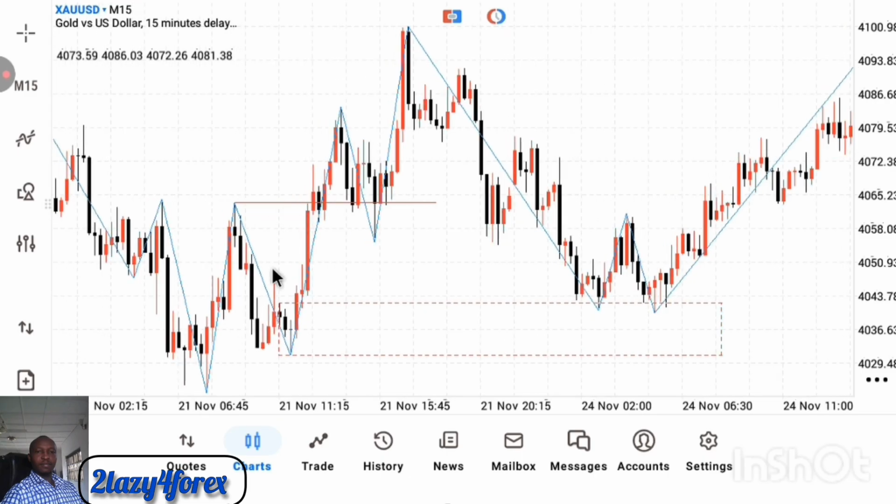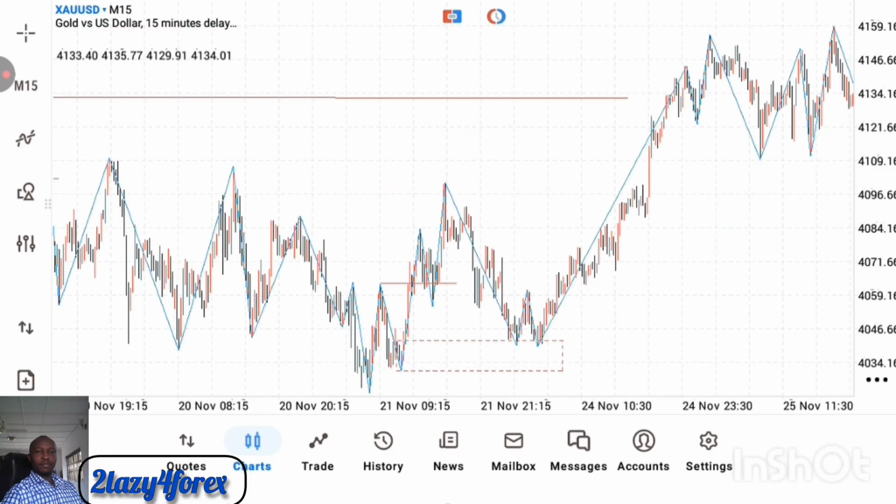What I normally do is I put my stop loss below, like a pip or 2 pips below the lowest point. Because in Forex, at times they aim for your stop losses, they try to push you out before the trade goes in your favor. So my stop loss is always somewhere here.